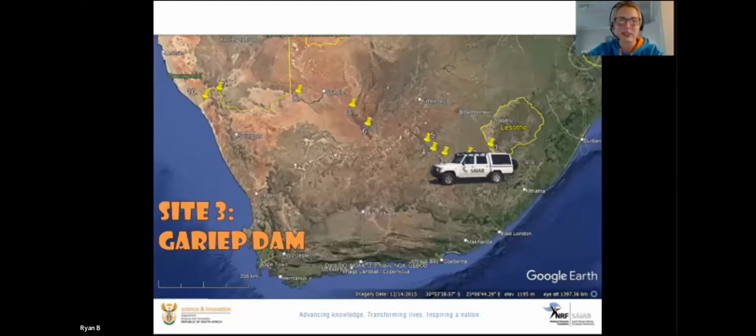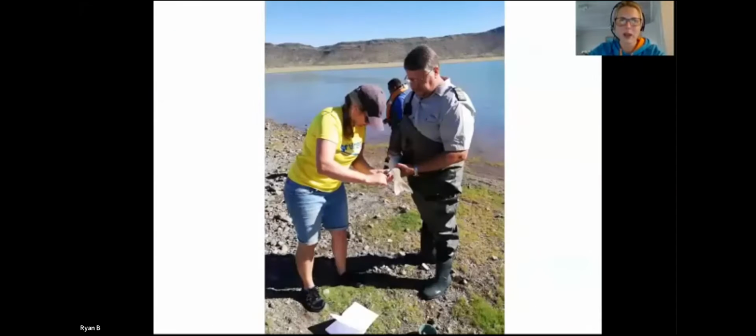Our next site downstream was Hariep Dam. I like this picture because it shows me using a clean pair of scissors to take a small fin clip. When we do stable isotope analysis, we use tissues from fishes as well as plants and invertebrates to construct food webs. Looking at the ratios of carbon and nitrogen allows us to look at what something has eaten or been eaten by, and also examine the trophic niche of species.